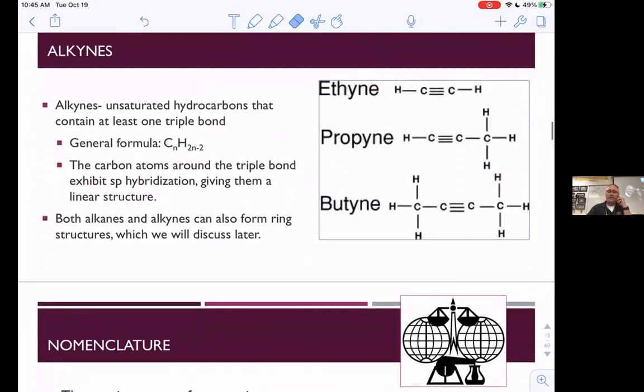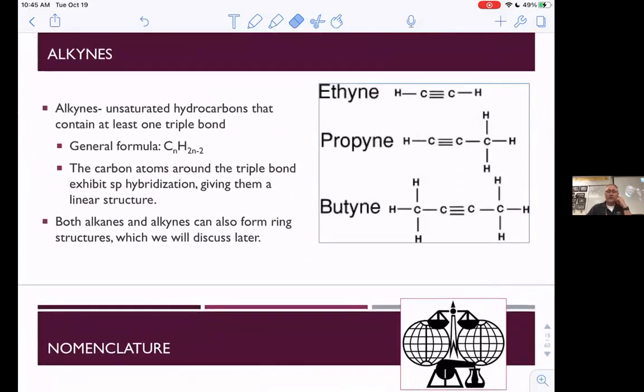Alkynes, the last one, will have a triple bond. The first one that can have a triple bond would obviously be ethyne. Eth stands for 2 carbons, and you have to have 2 carbons to have a triple bond. You can't just have a single carbon. That wouldn't work. The general formula here with only 1 triple bond is going to be CnH2n-2 for that one.